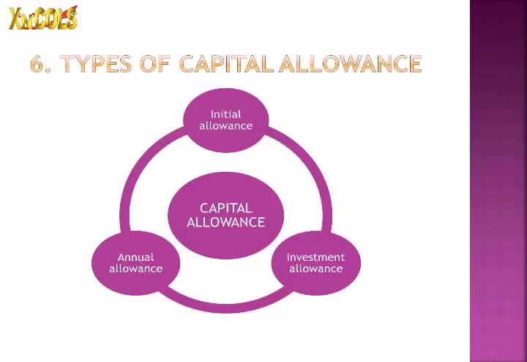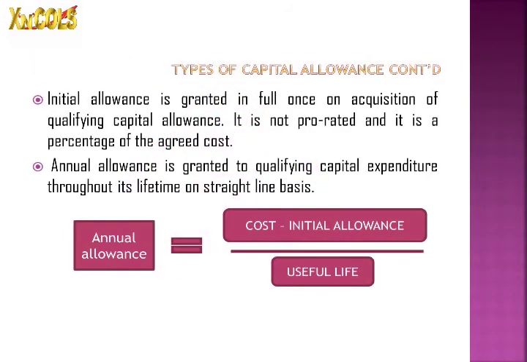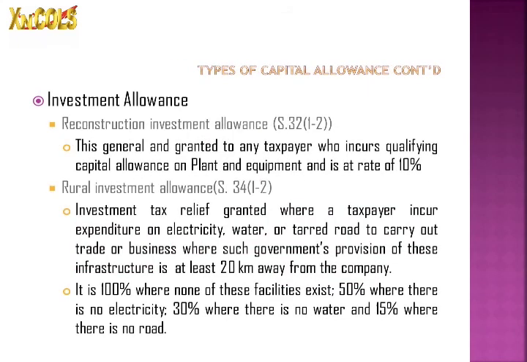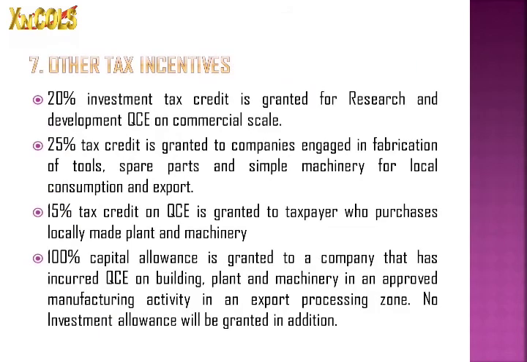Of course, the last type of capital allowance is the investment allowance. We have reconstruction investment allowance and rural investment allowance. The reconstruction investment allowance is in section 20, subsection 1 and section 32, subsection 1 and 2 of your CETA, and the rural investment allowance is in section 34, subsection 1 and 2. The reconstruction investment allowance is 10% on plant and equipment.